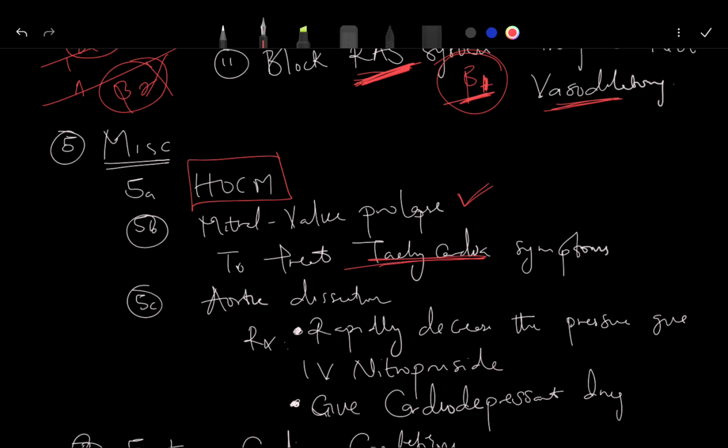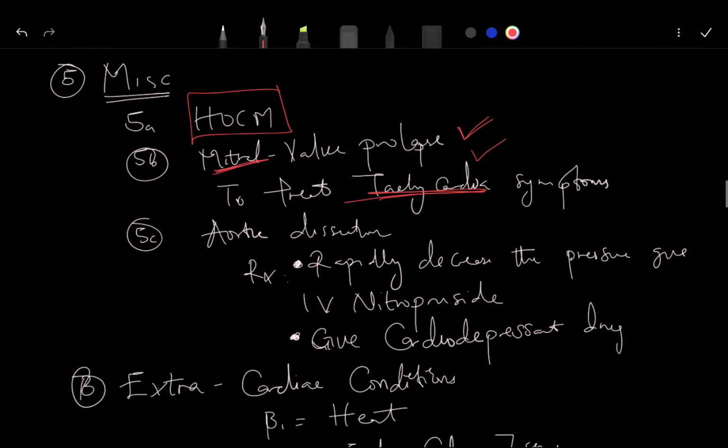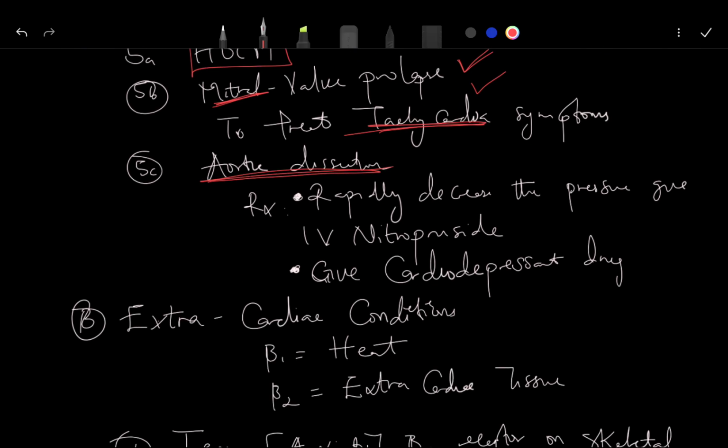So we give beta blockers to reduce the tachycardia symptom in mitral valve prolapse patients. Then also in aortic dissection patients, we give beta blockers. In aortic dissection, there are two ways to treat it. You rapidly decrease the pressure because enough blood is gushing out from that vessel. So you try to dilate the vessel so that the pressure will be reduced. For that you give IV nitroprusside.